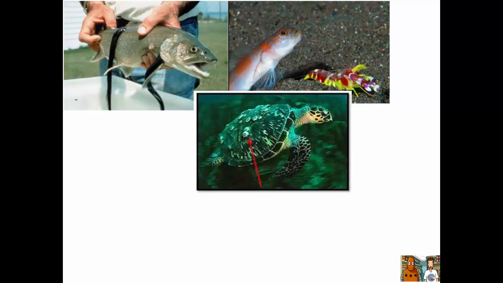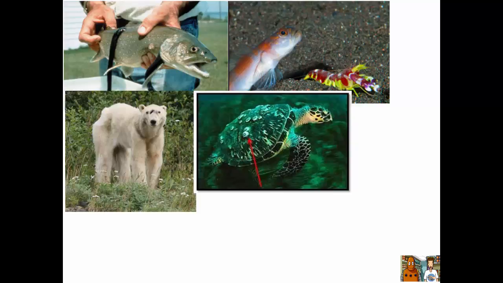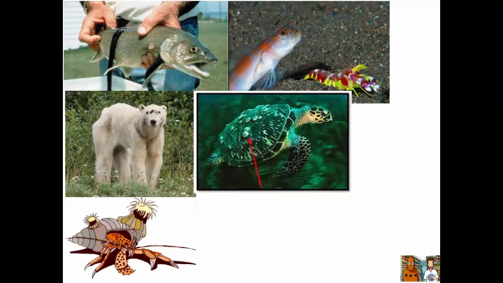Here you see the turtle, and these are the barnacles hitching a ride on it. These round things attached to its shell. Which one is that? Commensalism. This is a polar bear, super thin, because it is infected with a tapeworm. So even though it has plenty of food, the tapeworm is robbing the polar bear of all of those nutrients, and it's slowly starving.